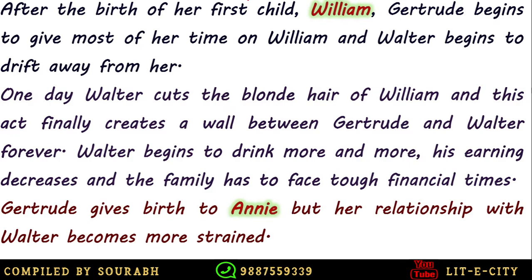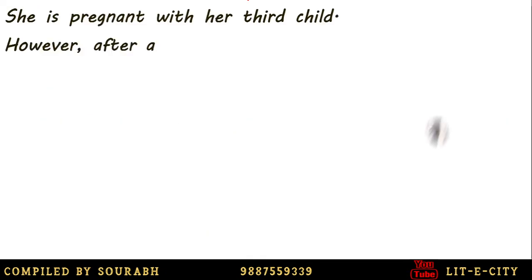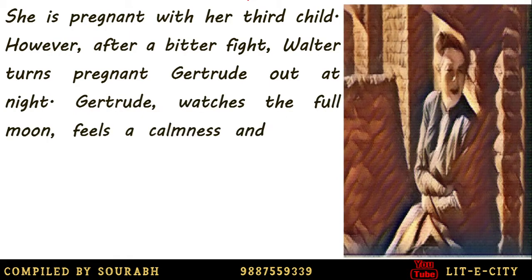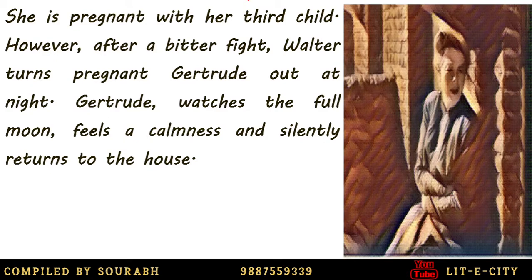Gertrude gives birth to Annie, her second child, her daughter, but still her relationship with Walter becomes more and more strained with each passing day. She is now pregnant with her third child, and there is a very important scene when, after a fight, Walter drives her away. She is pregnant, but she is left outside.